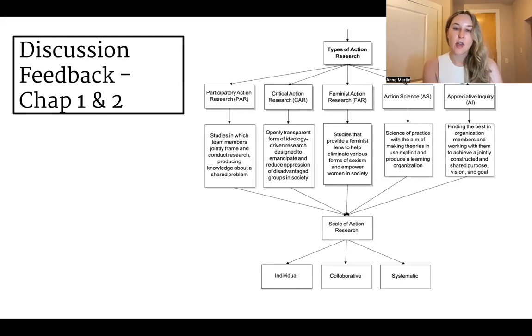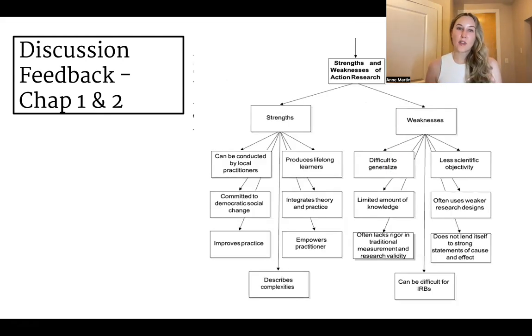If you're familiar with PLCs, or professional learning communities, they are taking an action research approach. It could be critical, feminist, action science, or appreciative inquiry. There's all sorts of different approaches. Again, it could be individual, it could be a collaborative approach that colleagues are doing together. So this again is from chapter 3 if you are interested.